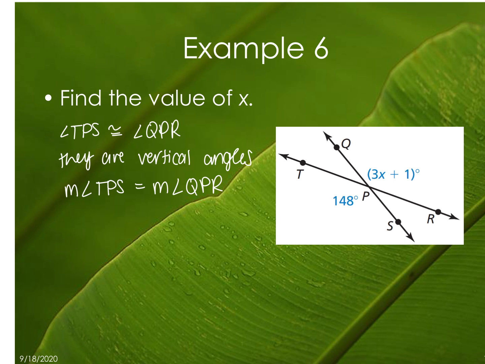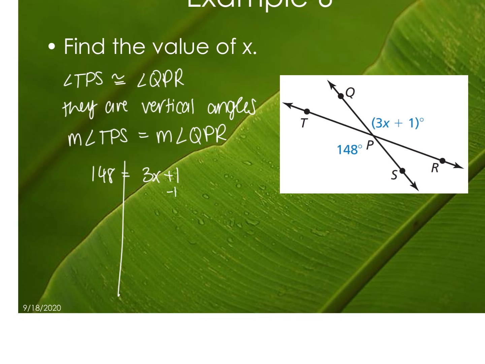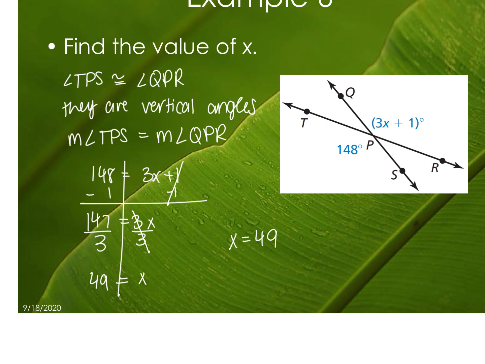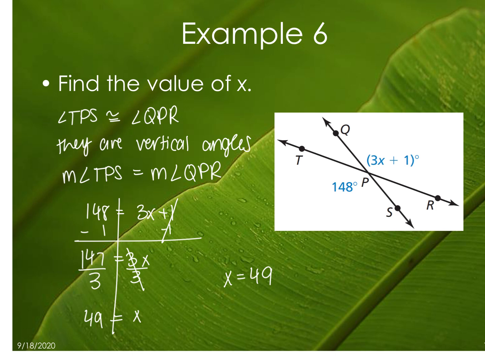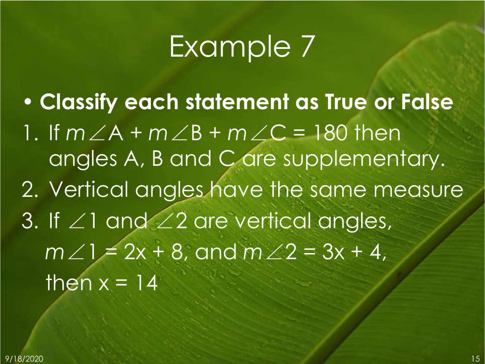All right, checking our work, you should have set it up as 148 equals 3x plus 1. Solving for x, subtract 1 from both sides. I'm going to get 147 equals 3x. Divide both sides by 3. And then if you divide it correctly, yes, x equals 49. Okay, so that one was a little bit on the easier side. Let's go ahead and do the last one.